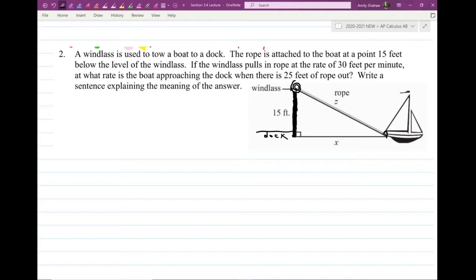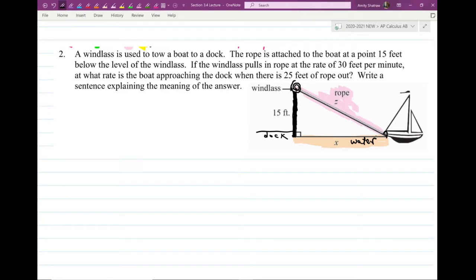Then you're supposed to be turning the winch on the windlass and bringing that boat in, which means there are two things that are changing here. The length of the rope is going to be changing, and we're using Z for that, and the distance from the dock is going to be changing. That horizontal distance, down here, this is the water, right? The distance between the dock and the boat on the x-axis, that horizontal axis, will also be changing. So as step 1, I draw the diagram.